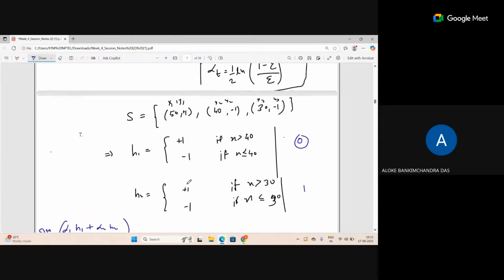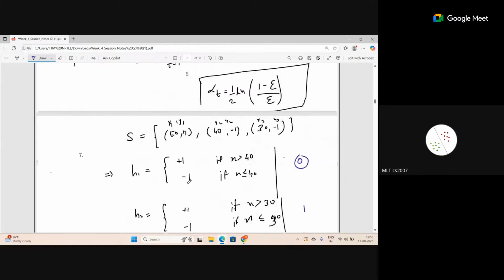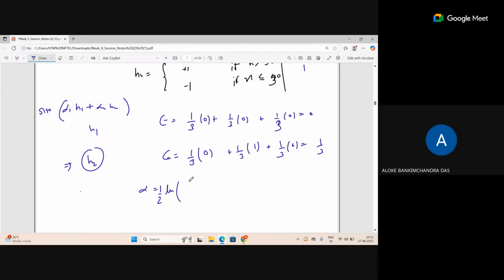So 1 minus error, 3 minus 1 by 1, 3 minus 1 by 1, right? Out of 3, 1 there is error. Minus error, so it is basically 2 by 3 by this one, right? So the ratio is 2, right? That means, okay, half ln of 2, or I can say root of ln of 2, right? Some kind of this.